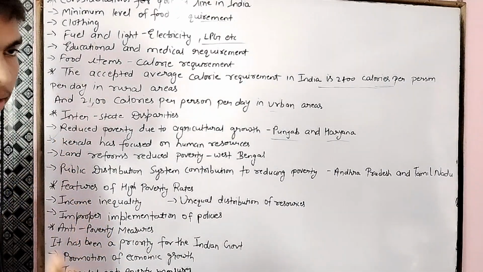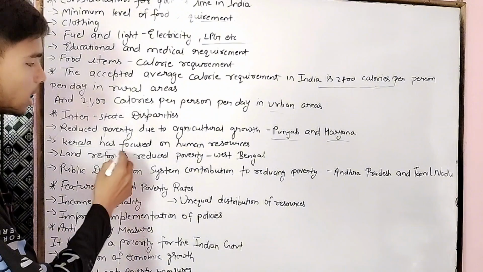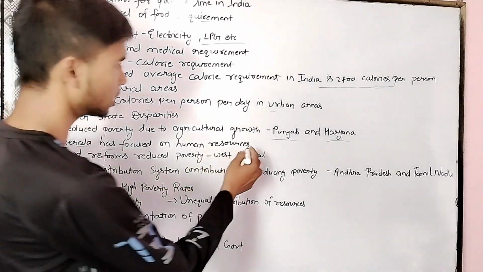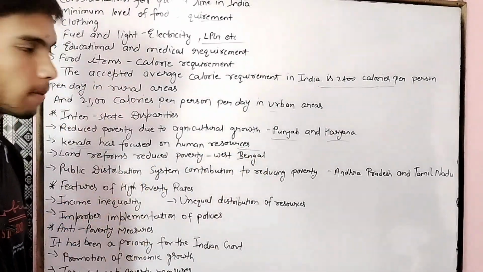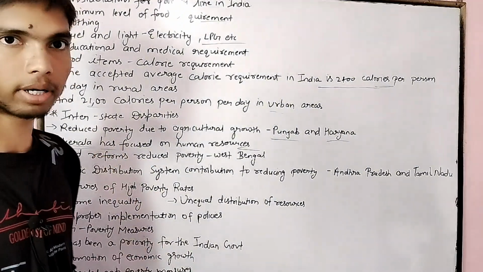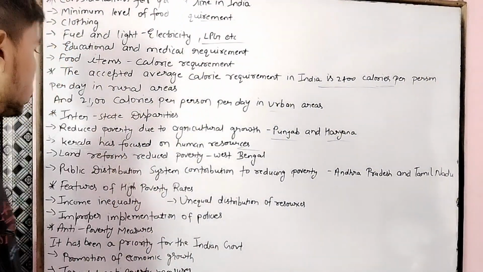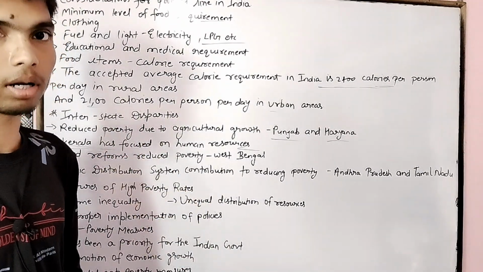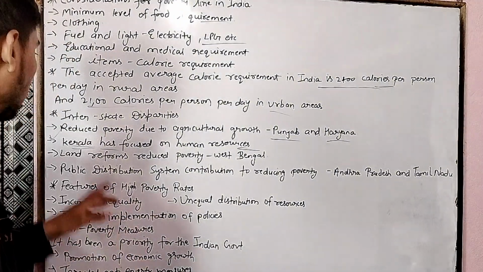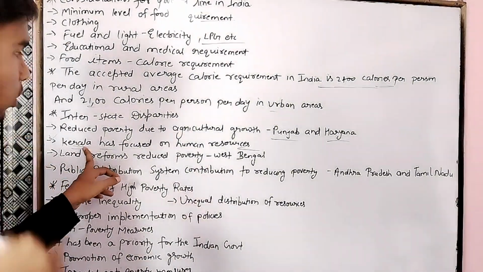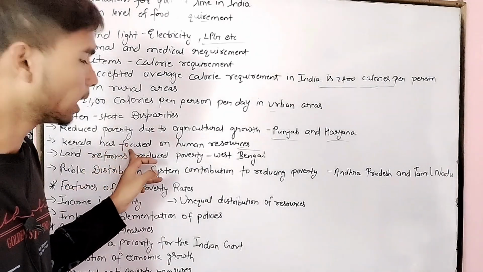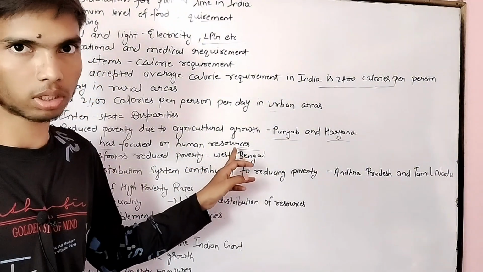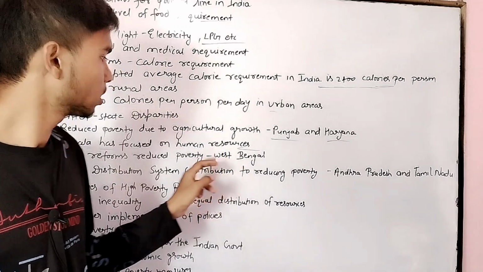Whereas in Kerala state, Kerala has focused on human capital, on human resources, and here we can't say that Kerala has reduced poverty due to agriculture. No, Kerala state has reduced poverty because of human resources, because of human capital. The government of Kerala has invested in human resources. So these human resources reduce poverty.